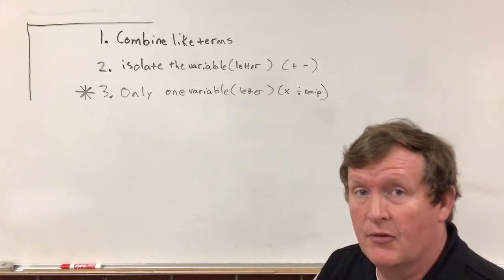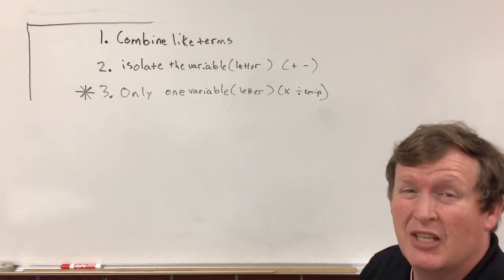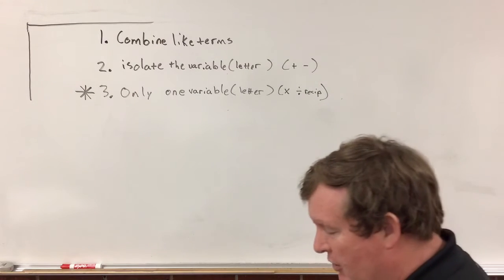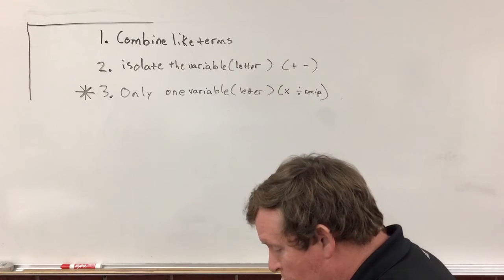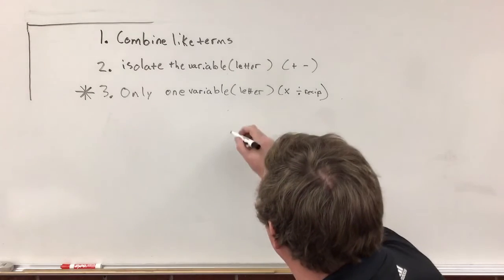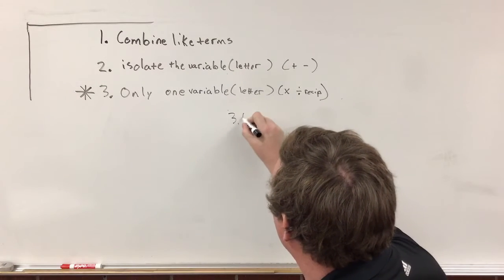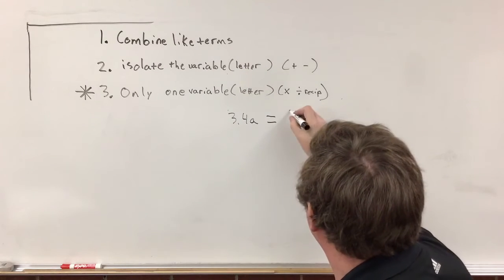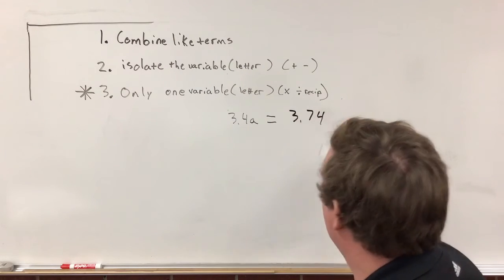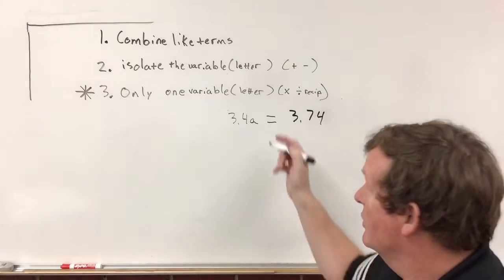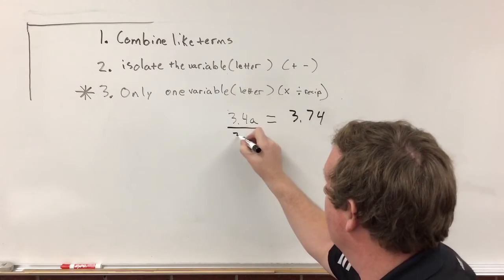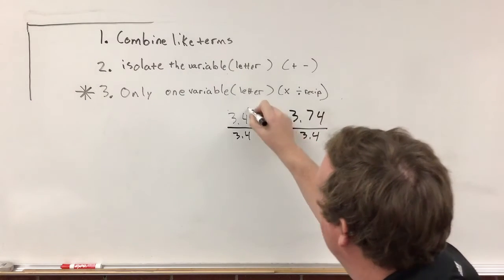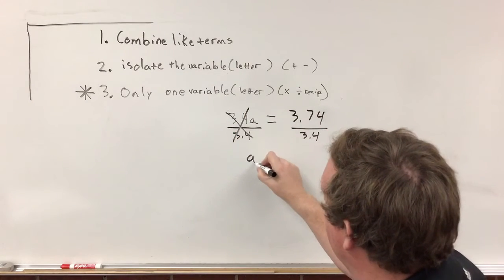Again, anytime you feel free to go back and take a look at this, look through these steps again, make sure you're doing the process right. That's always good. Okay, here we go. 3.4a equals 3.74. Same thing, right? So we take and put a divide line and divide by 3.4 on both sides. These cancel out and give me 1a.